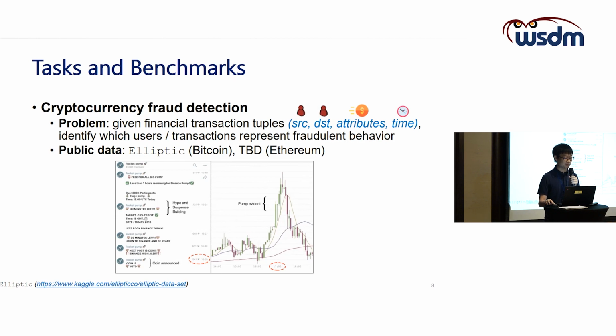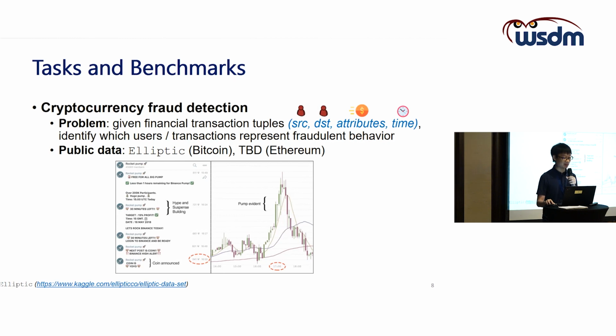So here the problem is quite similar. We are given these financial transaction tuples. The format is from the source account to the destination account, and then usually there are some attributes, such as the amount, as well as the timestamp. Our goal is, again, the same: to identify which users or transactions represent fraudulent behaviors.